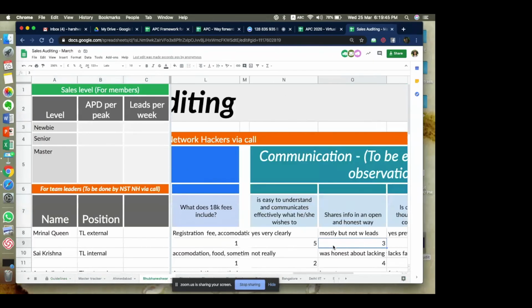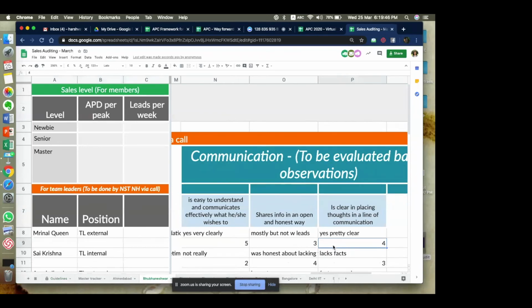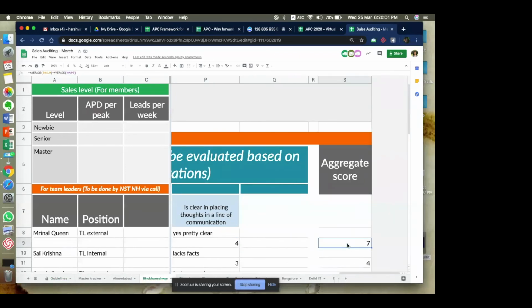So when you look over here, in terms of communication, this is more of, are they easy to understand? Are they placing things in the right way? Are they able to provide information? Is the line of communication correct? All of that. And based on that, we are giving them scores, which is visible over here.